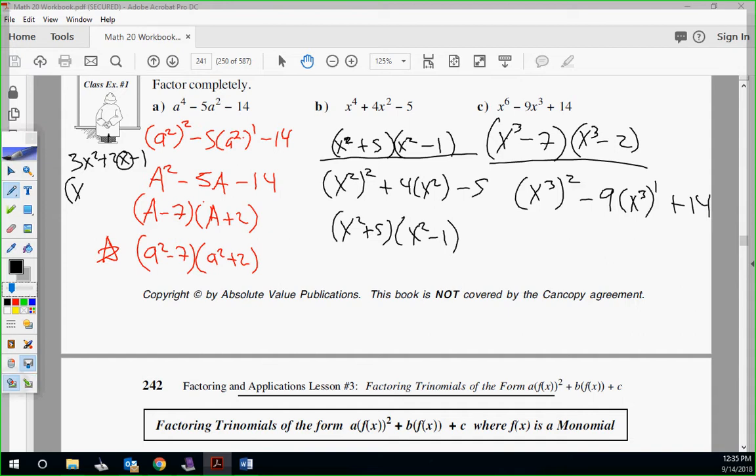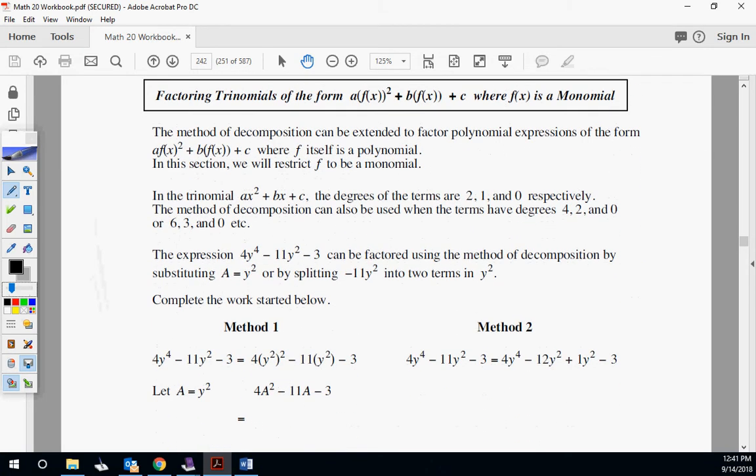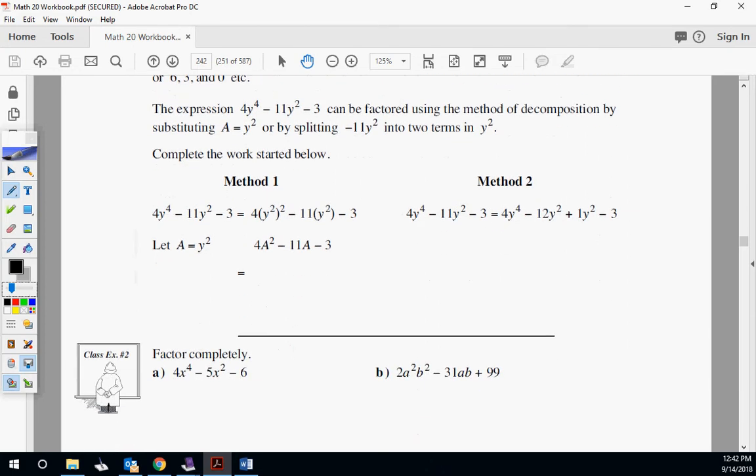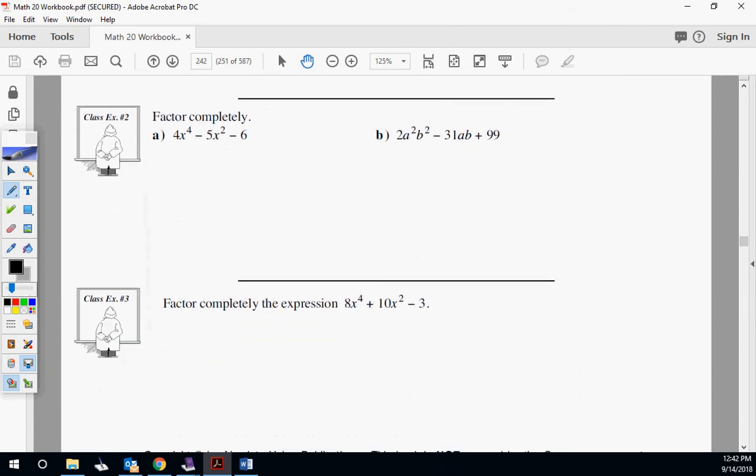Okay? So, let's look at these now. So it says factoring where f of x is a monomial. So now it's making it a little bit more difficult where it's saying that it's not as simple. Okay? So let's see here. I'm actually going to go right to it here, okay? So we can kind of skip these for a second. We're going to go right to the example.